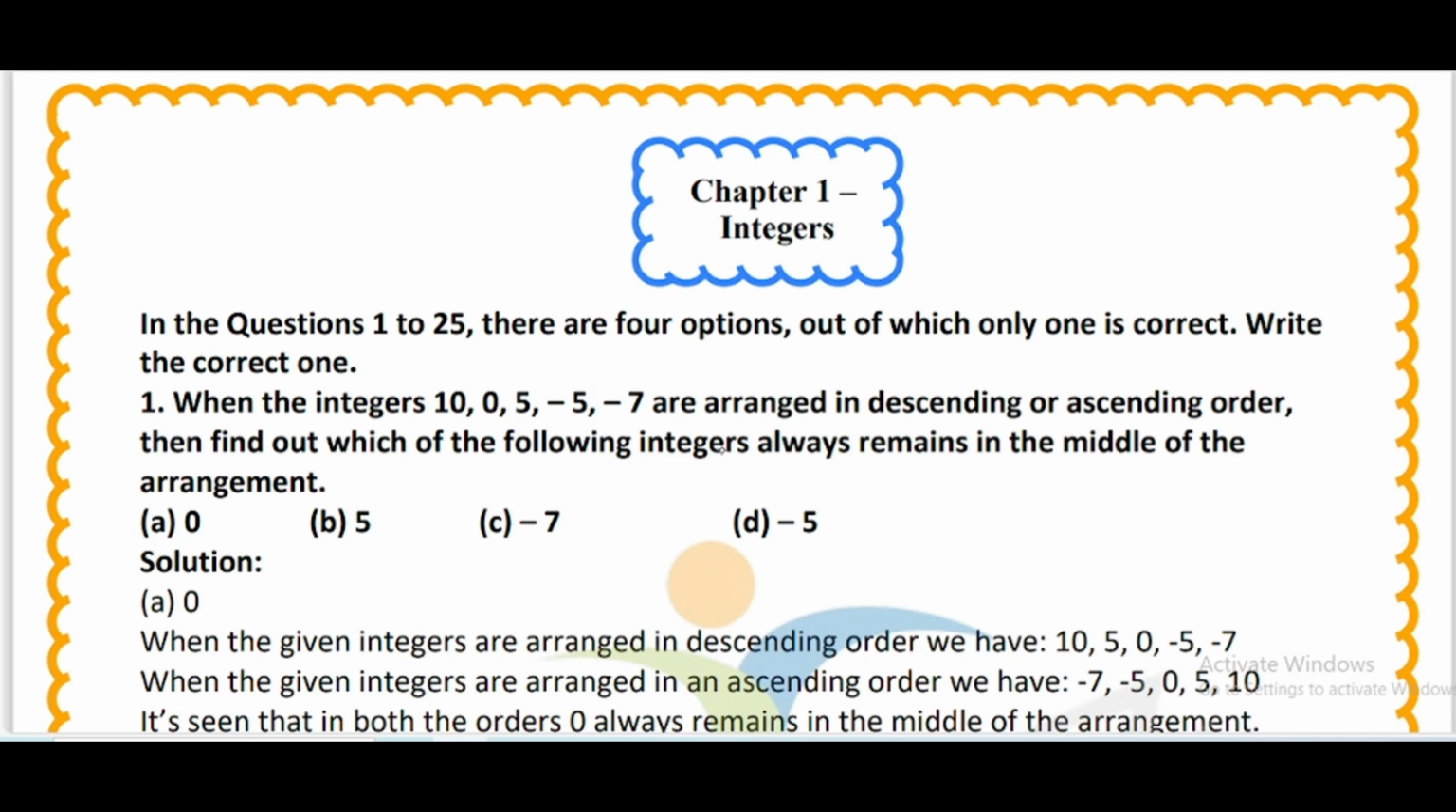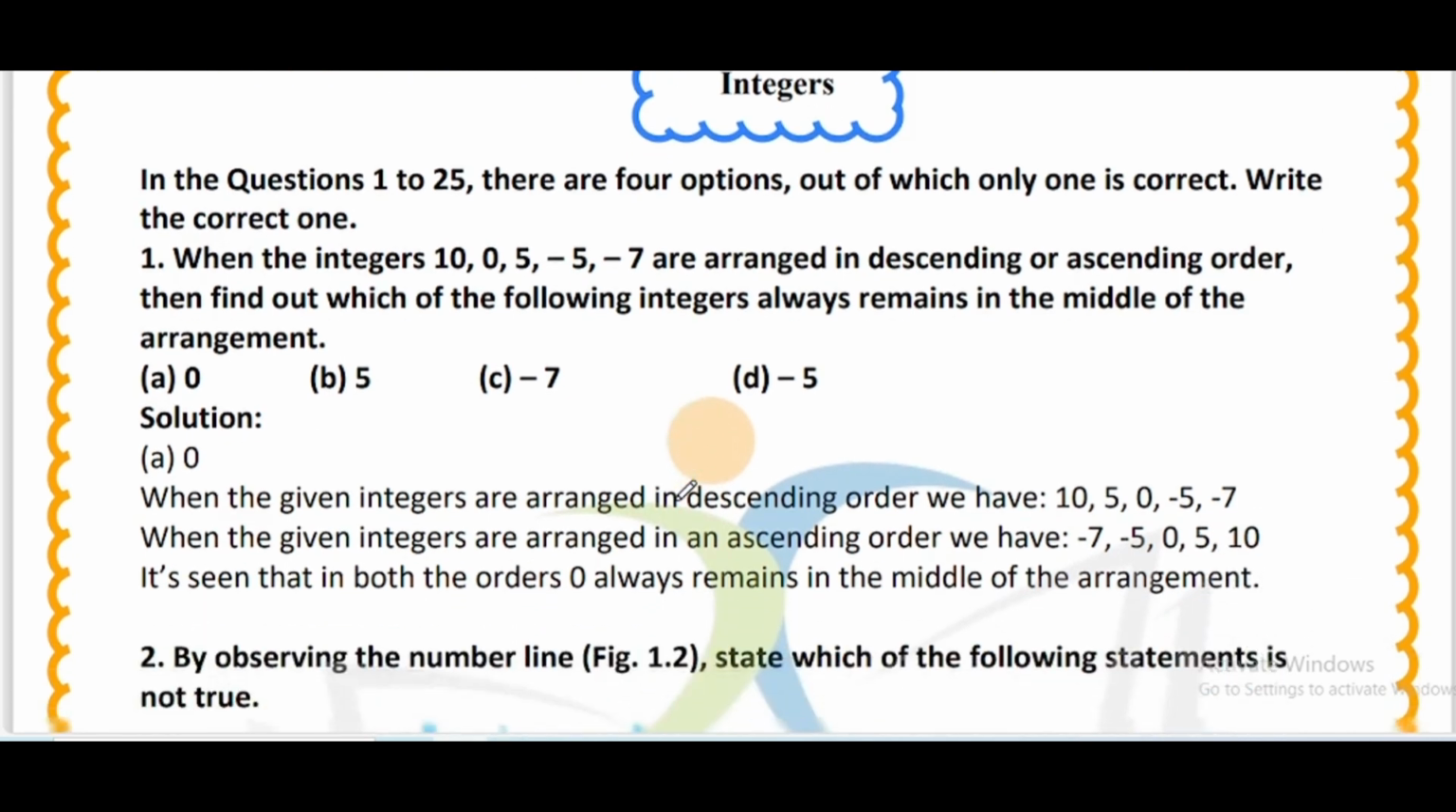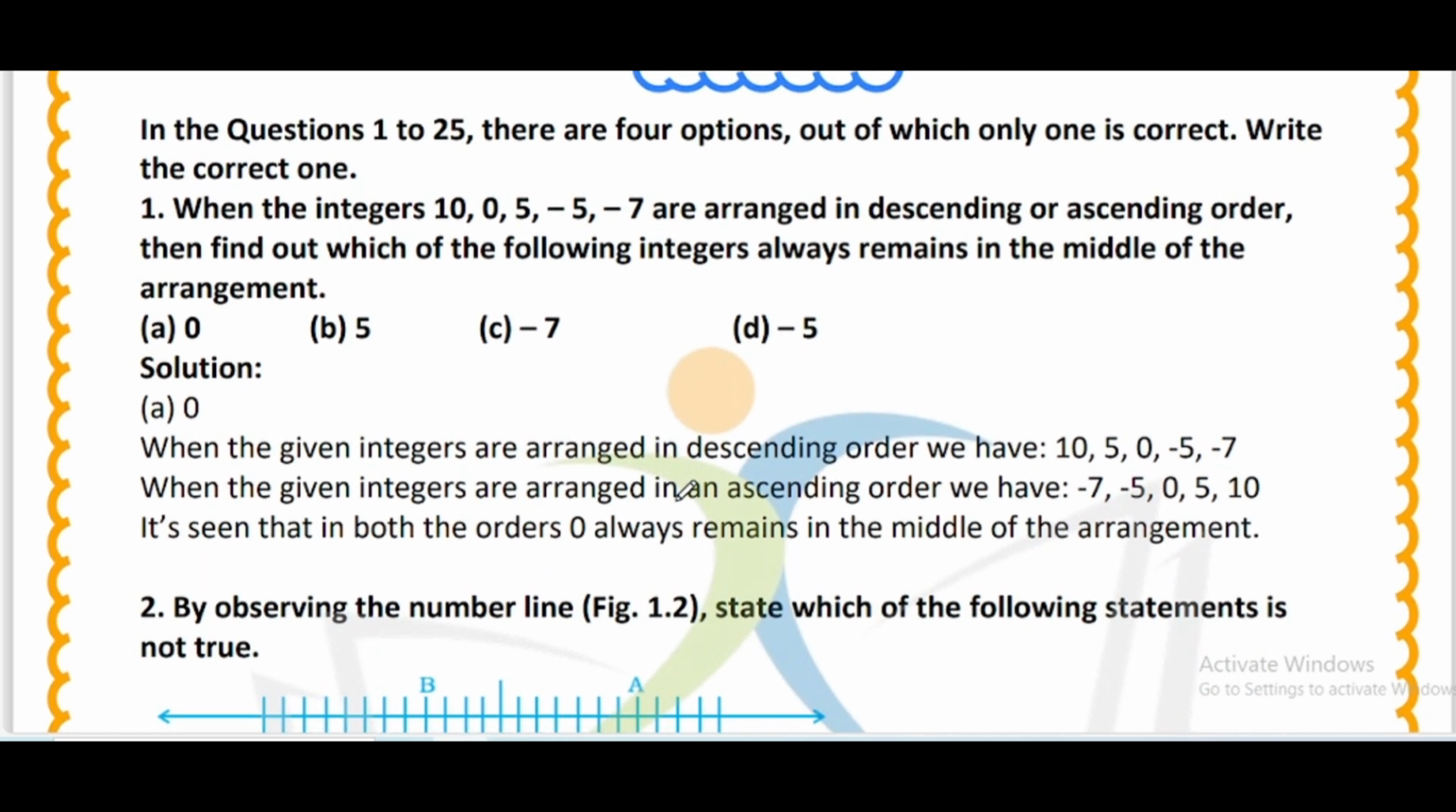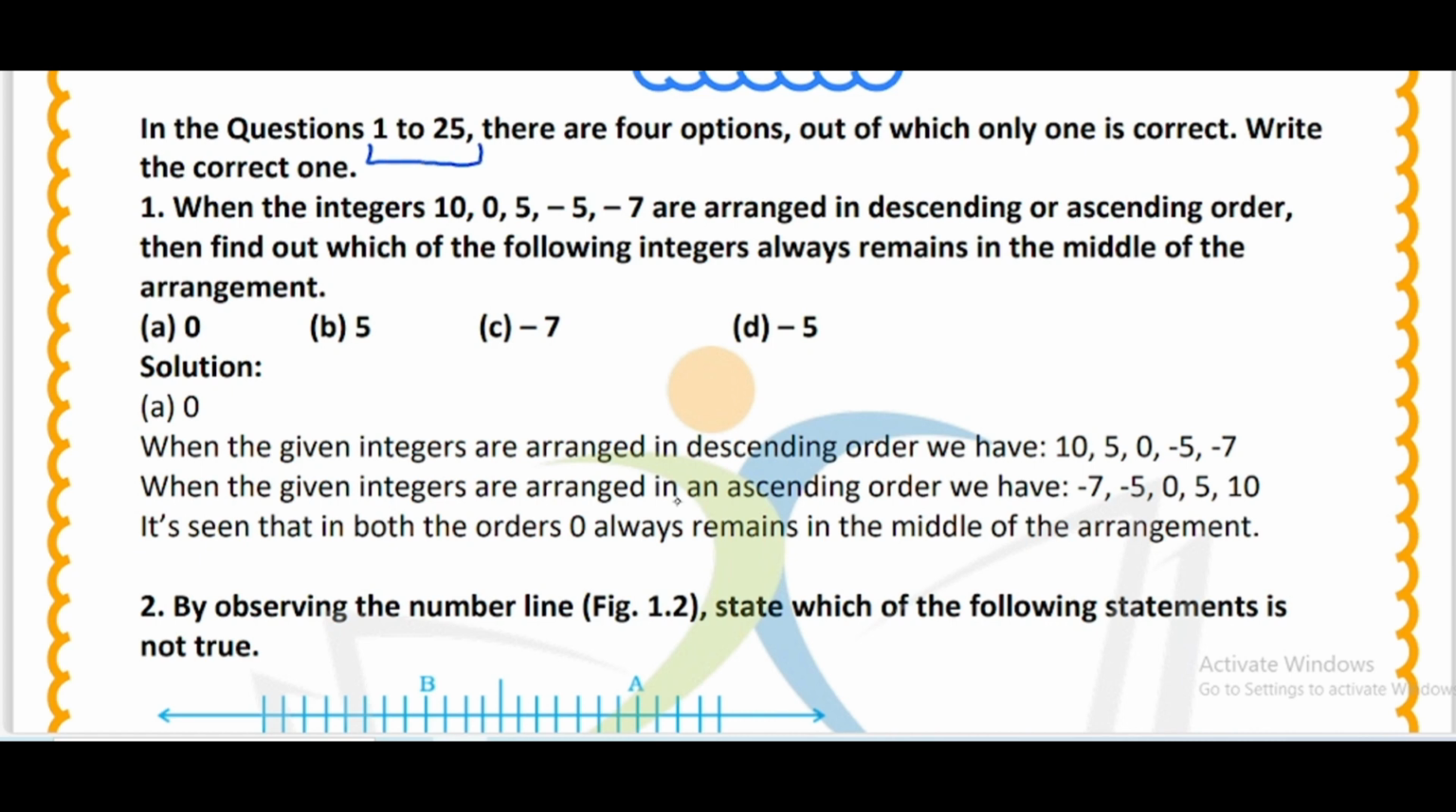Today we are discussing some important MCQs of the chapter first, integers. Let's see question number first. In this question there are 4 options out of which one is correct. Write the correct one. Let's see the question first.